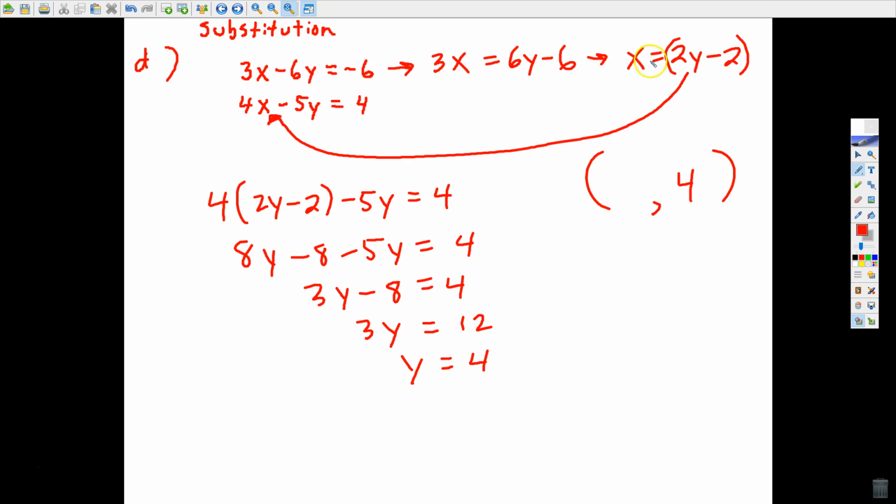I already have this equation over here solved for x, so that's what I'm going to use. I'm going to replace y with 4. 2 times 4 is 8. 8 minus 2 is 6. And that's my answer.